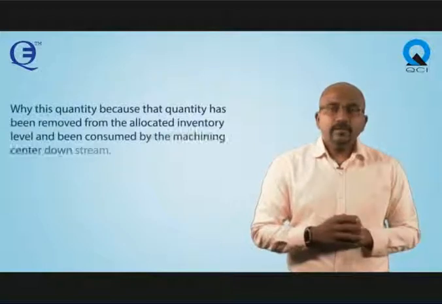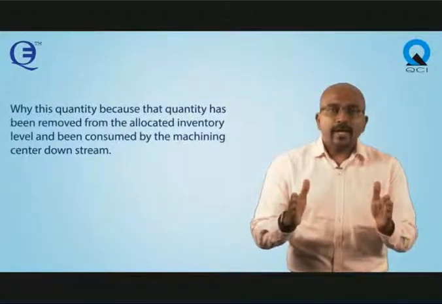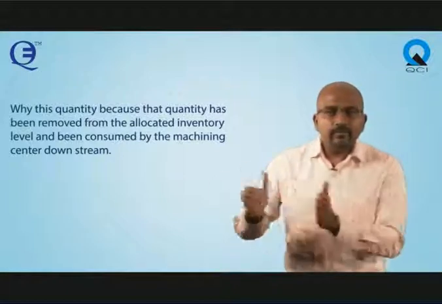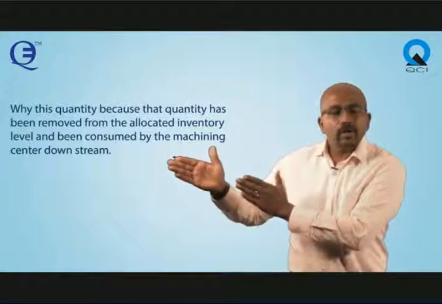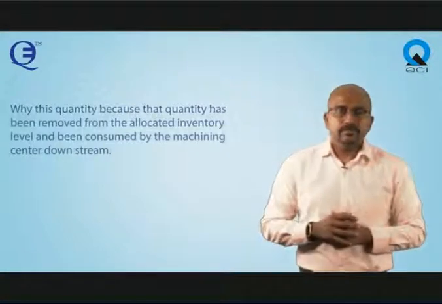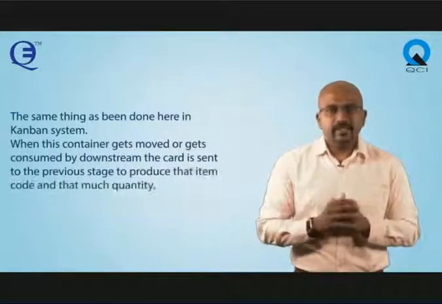Why this quantity? Because that quantity has been removed from the allocated inventory level and been consumed by the machining center downstream. Go back to the supermarket example. On the retail shelf, there were 5 items. 2 were sold. So the order was sent backstage to replenish 2. The same thing is being done here in Kanban system.